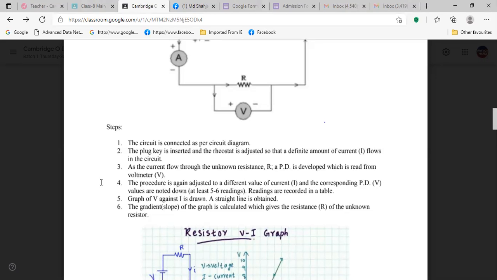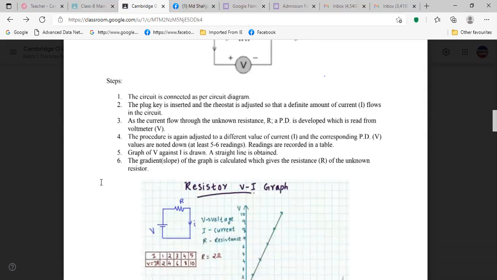Five, a graph of voltage against current is drawn. A straight line is obtained. Six, the gradient (slope) of the graph is calculated, which gives the resistance R of the unknown resistor. Okay, so here is the graph.